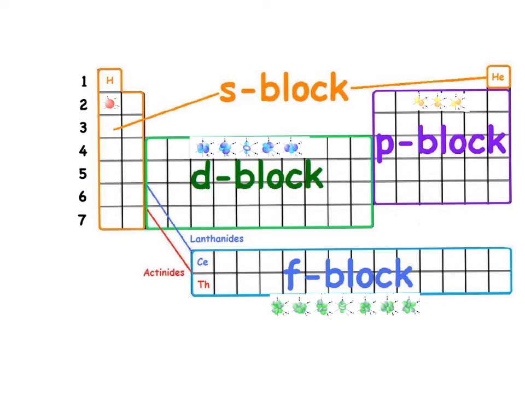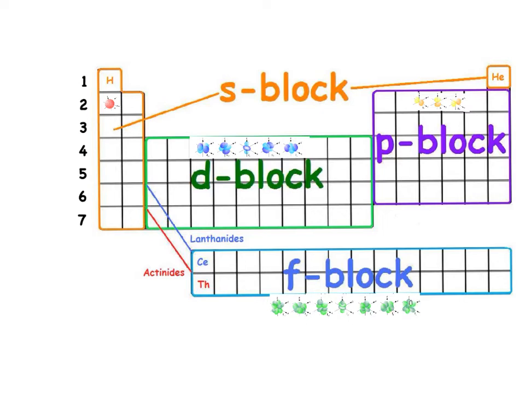In the d block, we have 1, 2, 3, 4, 5 d orbitals in any given energy level. That means that an energy level can hold 10 electrons, and there are 1, 2, 3, 4, 5, 6, 7, 8, 9, 10 elements in any energy level in the d block. And of course, with the f block here, we have 7 orbitals.